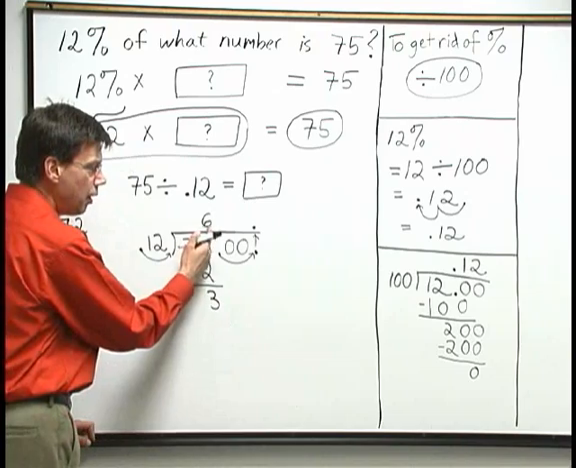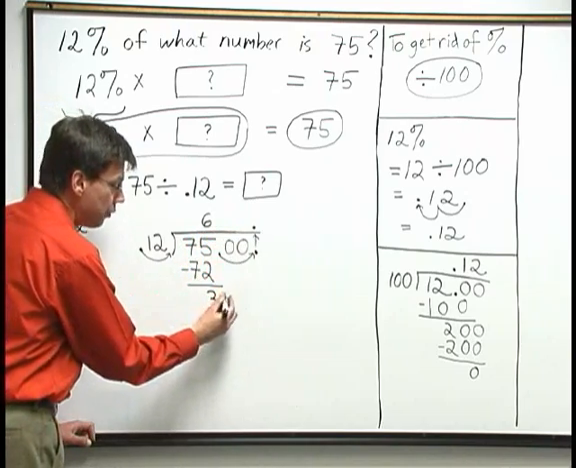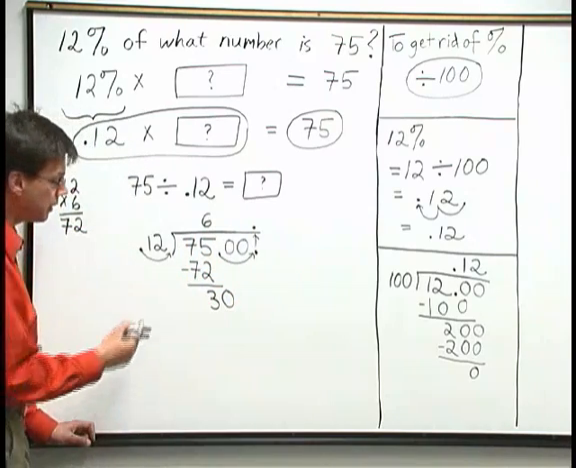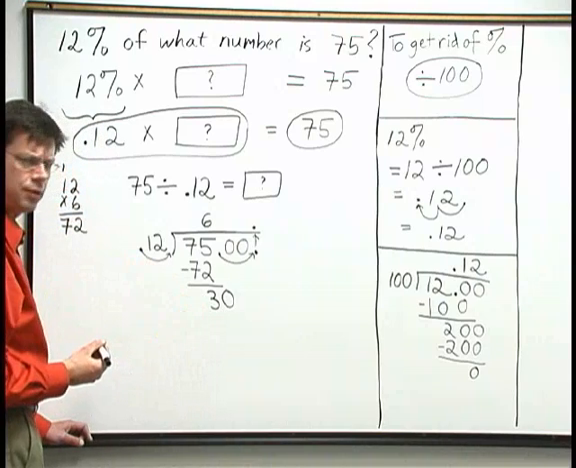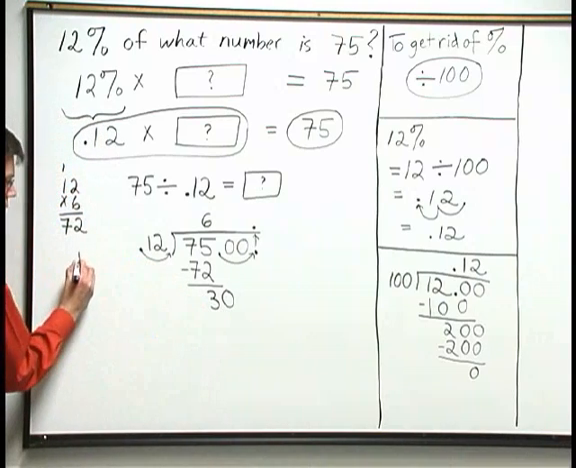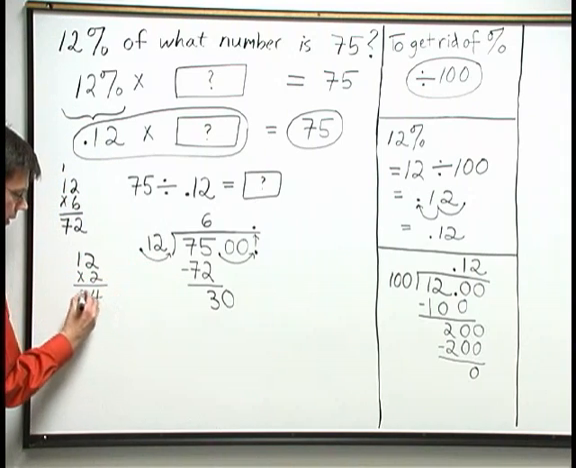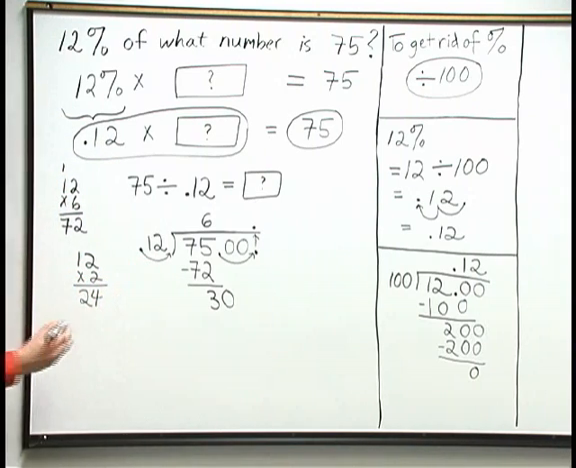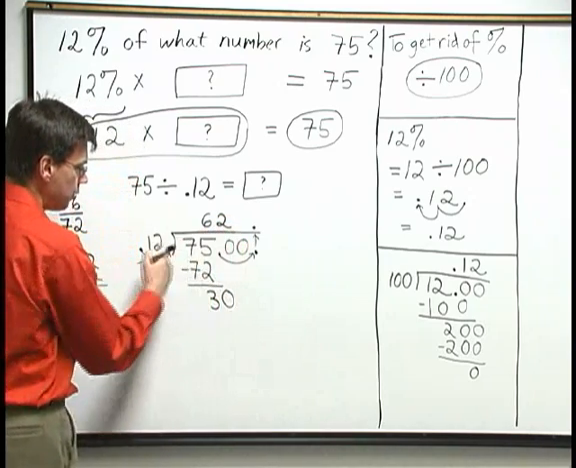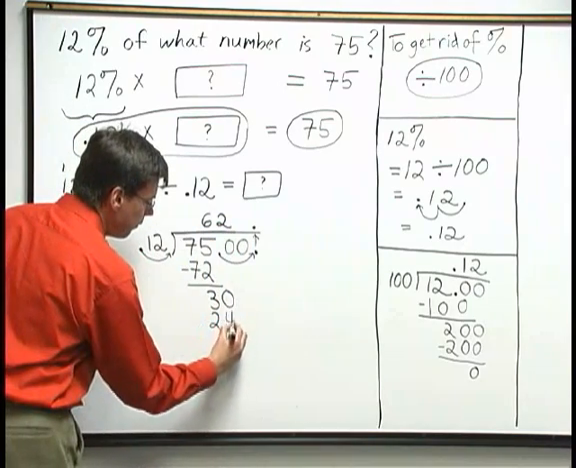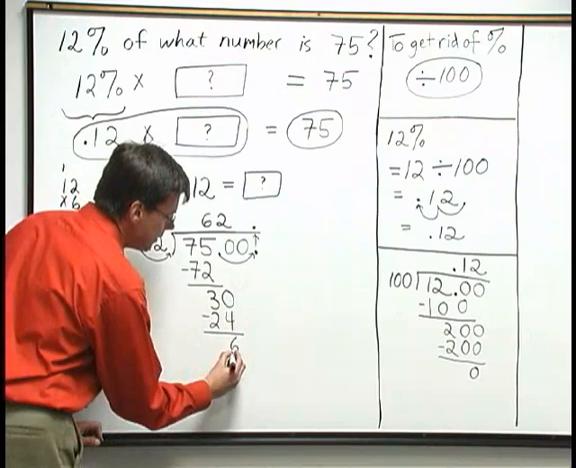Now I need to keep going until I get all the way to the decimal point in the answer. I need to bring down a 0 and ask myself, how many times does 12 go into 30? 12 goes into 30 2 times, right? 12 times 2 is going to be 24. So I'll write a 2 here above this 0. 2 times 12 is 24. Subtract 30 minus 24 is 6.